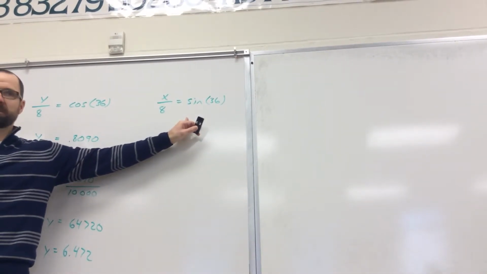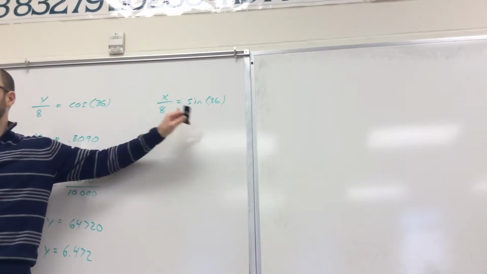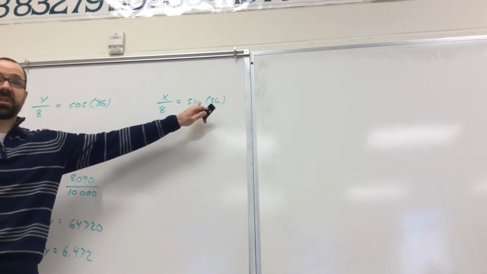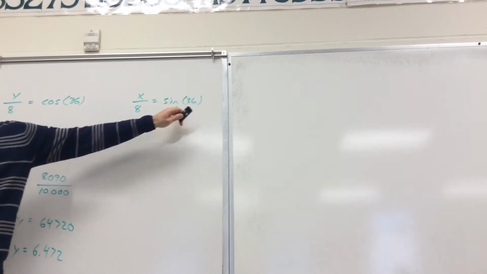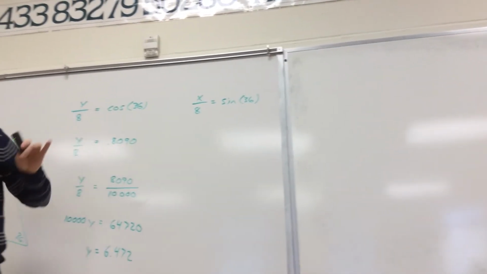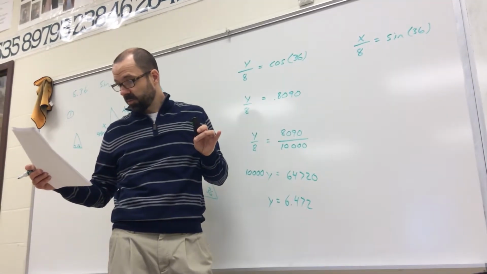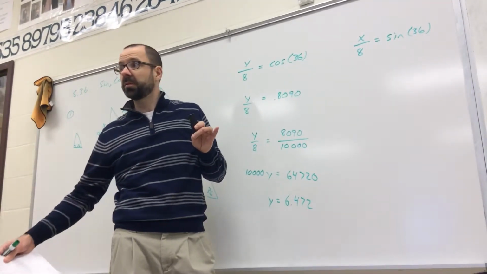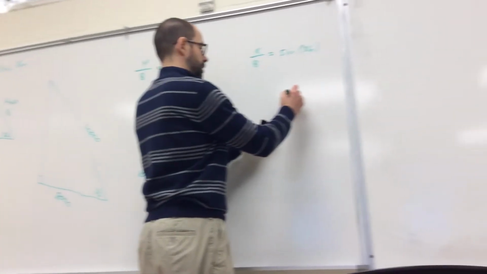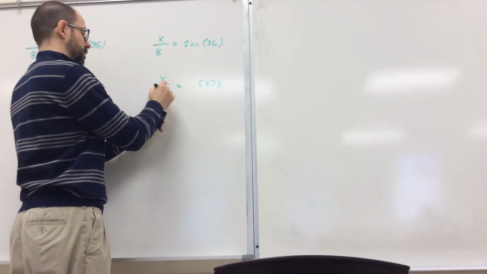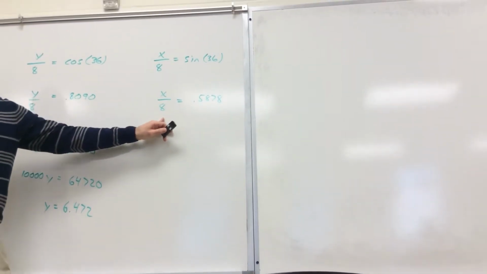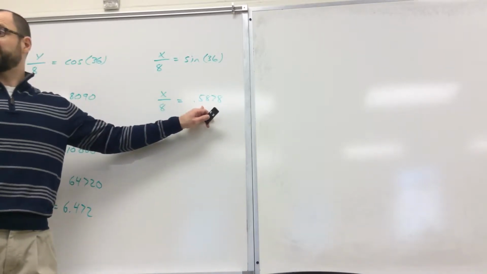Everybody doing okay? Okay, so now I need to know what the sine of 36 is. So where do I find that answer? On the table. So sine 36, 0.5878. And then that's 5,878 out of 10,000.